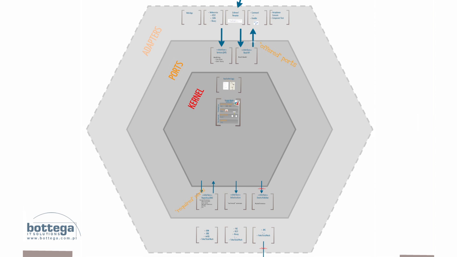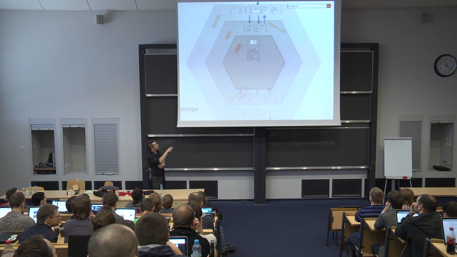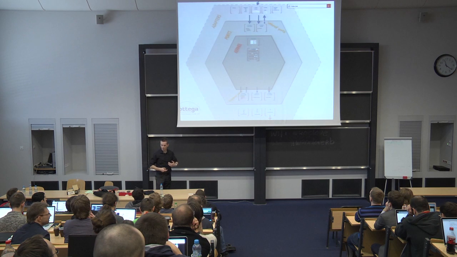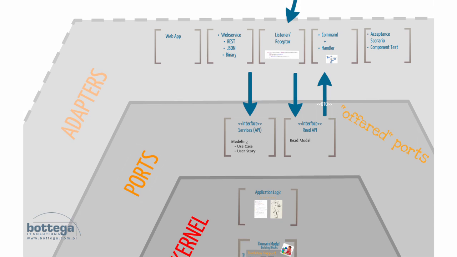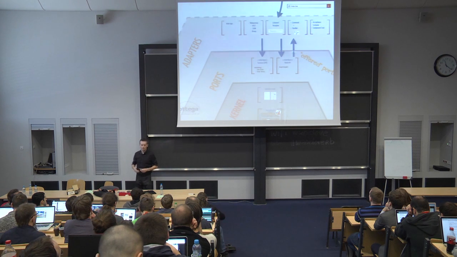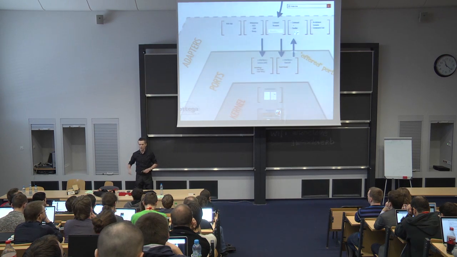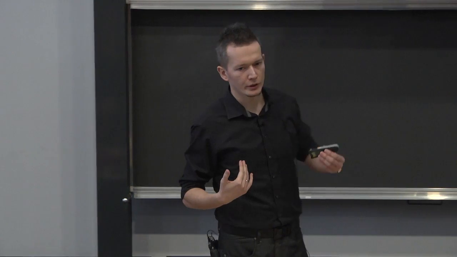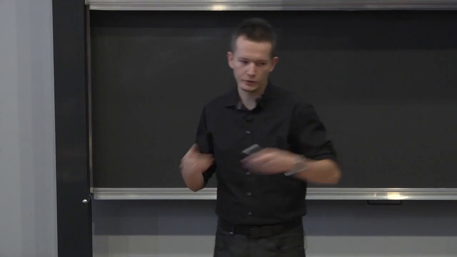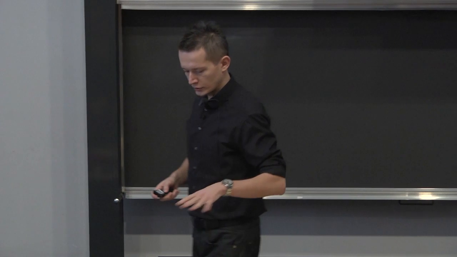We have ports, two kinds of ports. Visually we draw offered port on the top and required port on the bottom. So we offer interfaces for operating on our application. We can offer interfaces for loading data, and maybe the main model is not the best model to present it on the screen. It's not relevant when you draw, for example, grids in jQuery. It's not efficient. So we can have completely different read model and write model, business model.